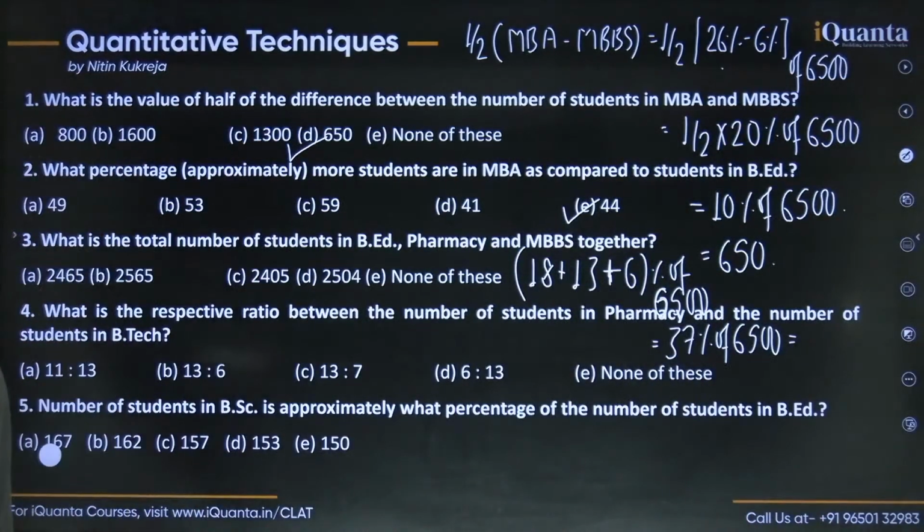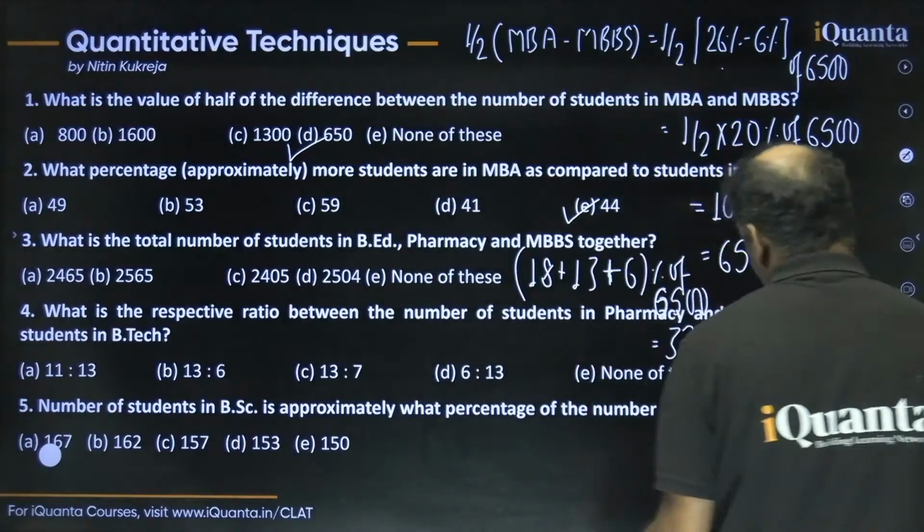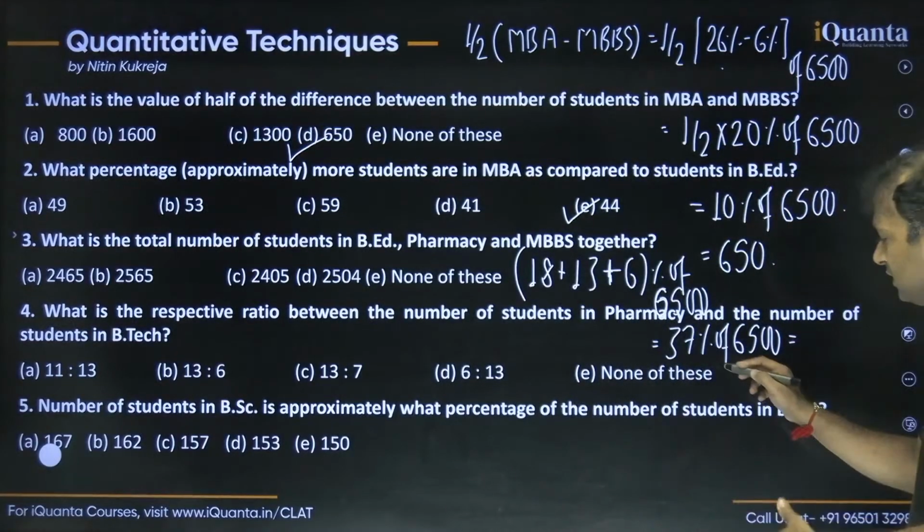Now the last thing is to calculate 37%. How do we do that? We can either say 30 plus 7 or we can also say 40 minus 3. 40 minus 3 will be easy, right?